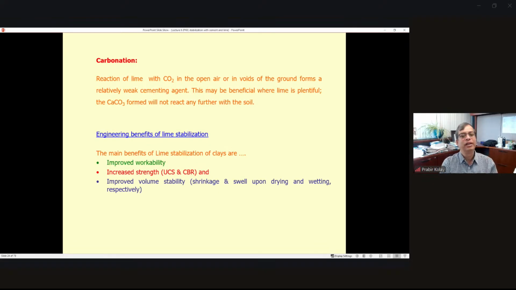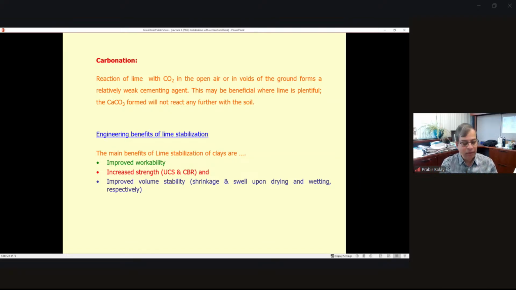Then the last one is the carbonation reaction. The carbonation reaction of lime with CO2 in open air and voids of the ground forms a relatively weak cementation agent. So if CaCO3 is formed, that is inert, so we don't want that. That CaCO3 will not react further with the soil. So if the carbonation takes place, CaO plus CO2 forms CaCO3, which we do not want.